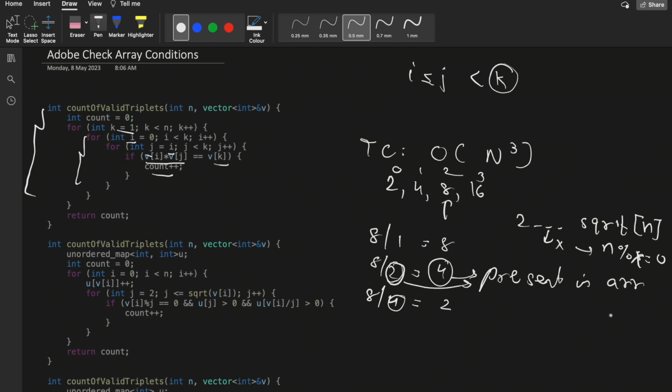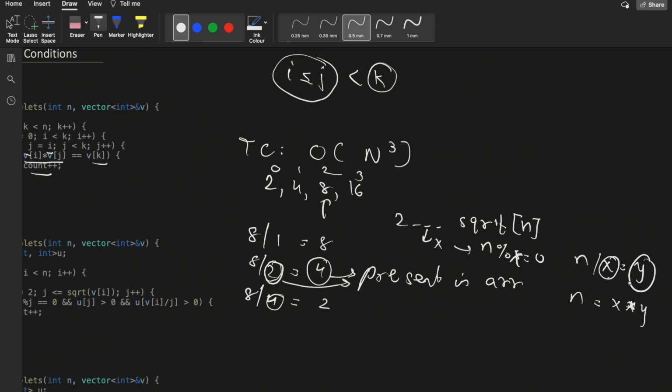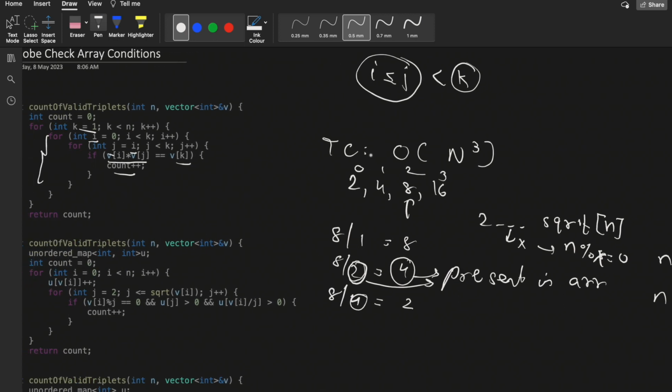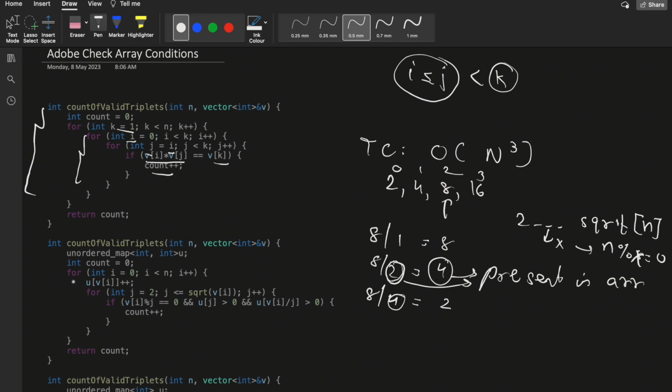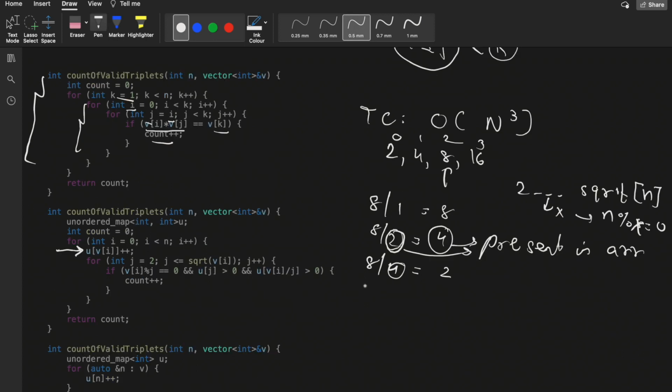Got it? And we also have to maintain the condition that i is less than or equal to j, which must be less than k. So these two numbers, x and y, must have index less than k. So we won't add all the numbers initially. Instead we will keep adding the numbers as we are traversing for k, right? We won't add all the numbers, but we will keep adding them as we are traversing.